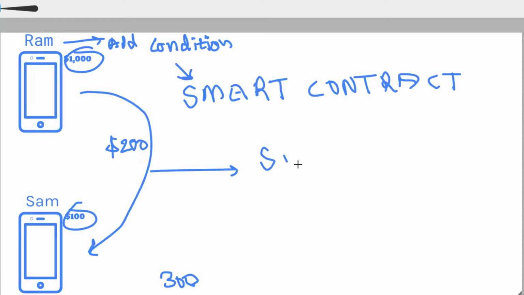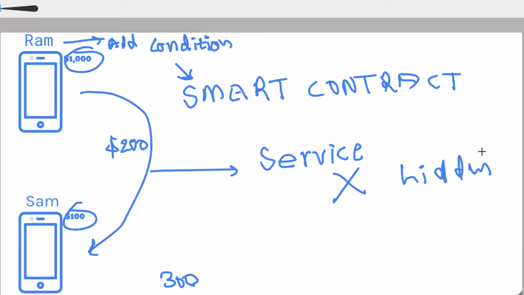But in the traditional way, in the current world, that is done using services. So as I said in the previous example, GPay, Ram taking money from me, like Sam taking money from Ram, and the transaction is done through the banks and there is no transparency. So that's why the entire logic is hidden. We don't know how much Google is taking, we don't know how much banks are taking, so it's not known to us, right? So that's why the existing logics are not trustable and smart contracts can be trusted.